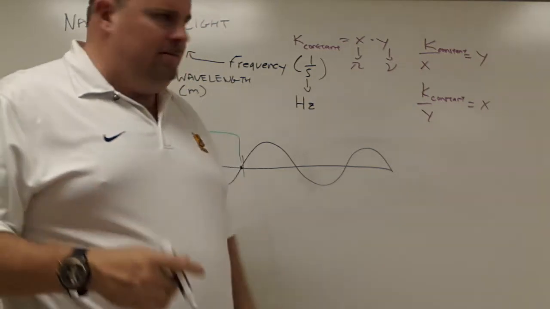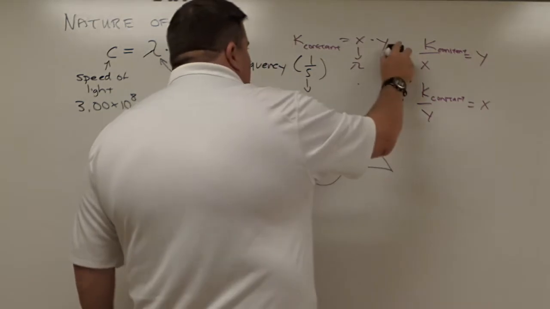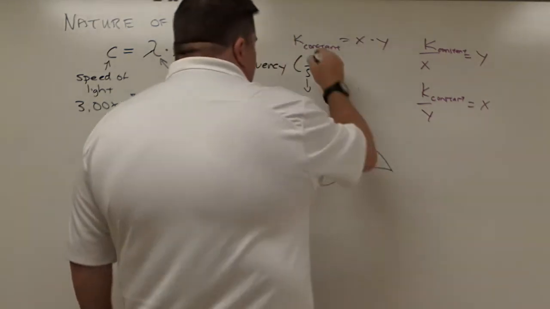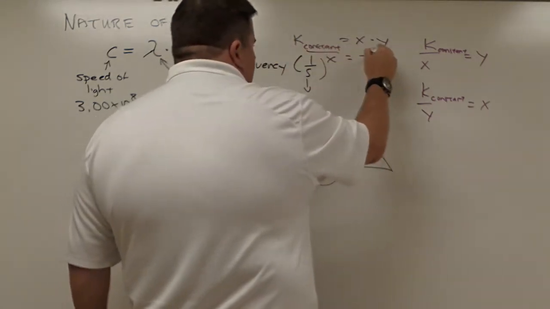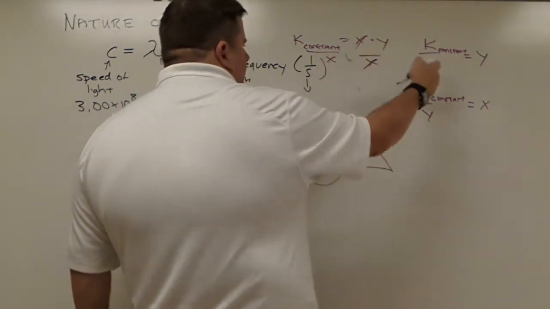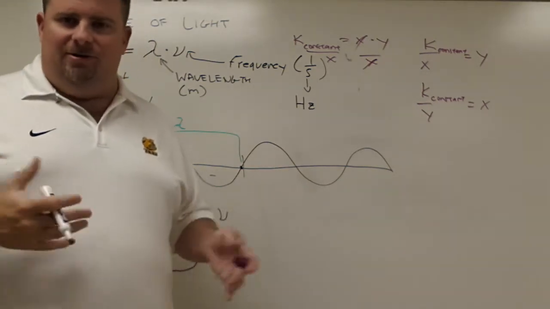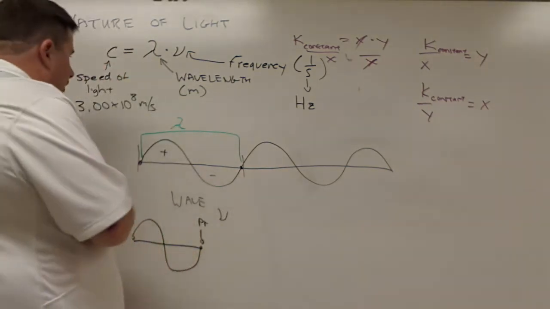Now, how did I get that? Glad you asked. If I just take this equation and divide both sides by x, then the x is going to cancel here, and that's how I get the y isolated on one side. Okay, does all this come back to you at this point? Good. All right.